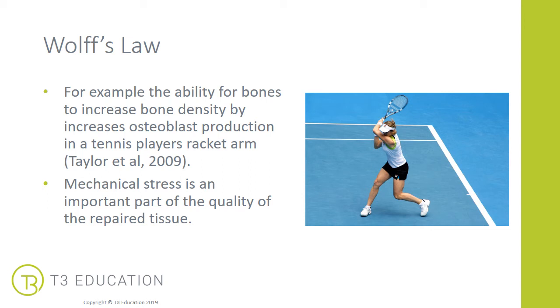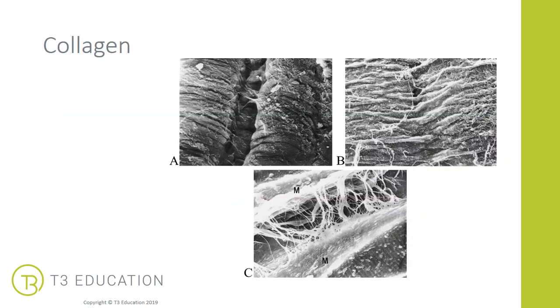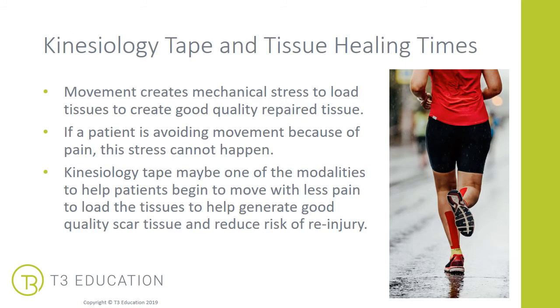So the next slide, we're going to look at unused or immobilized collagen, and collagen of tissues that is mobilized and used well. As you can see here, there are 3 different images. If we consider the importance of good stress on the tissues in terms of creating better quality fibroblasts in the collagen, but also helping create good quality tissue that's been repaired, then we need to get the patient moving to create enough stress to do that.